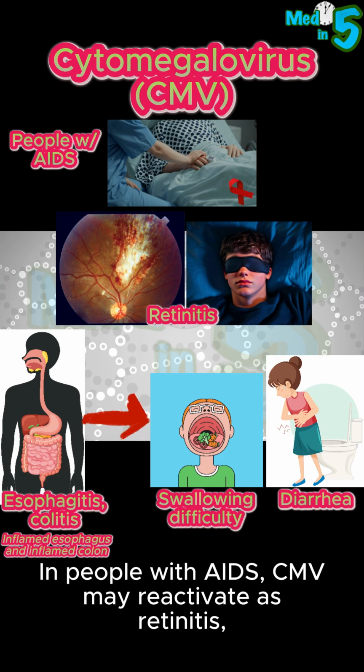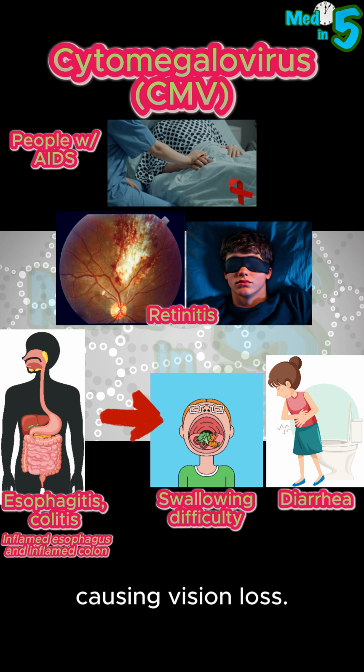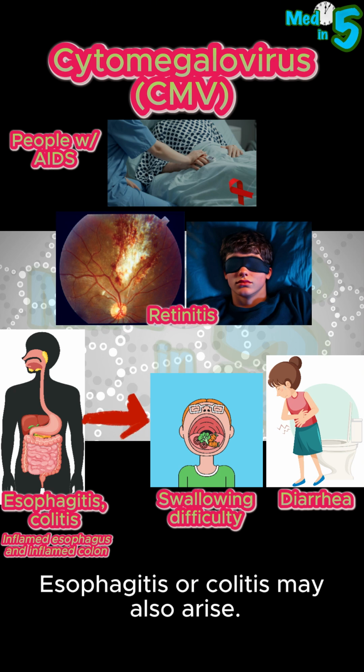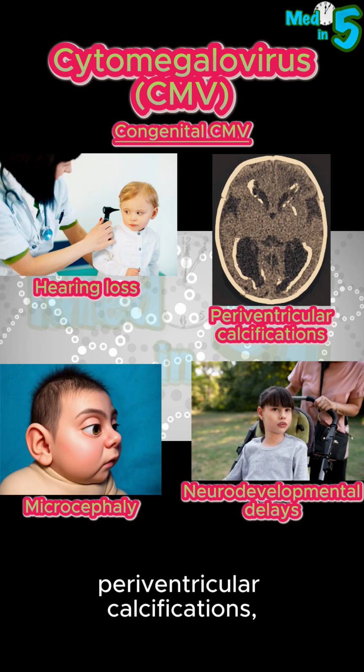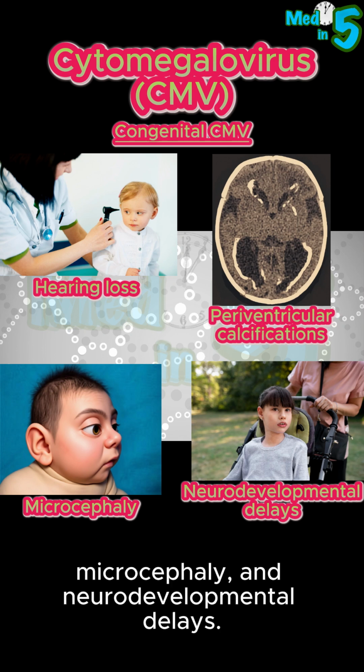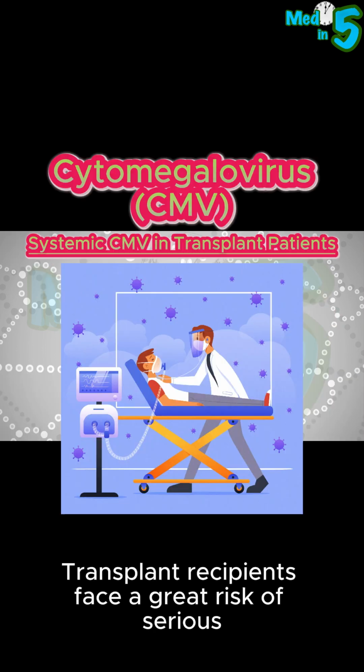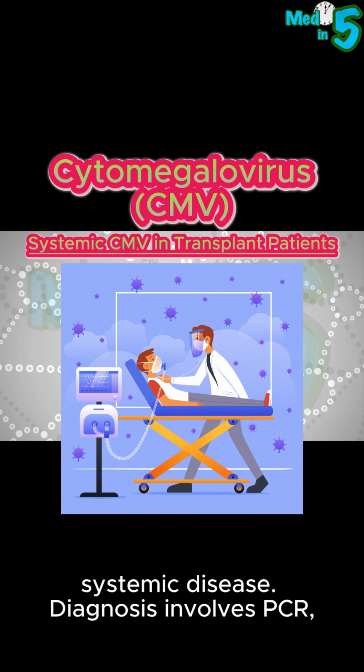In people with AIDS, CMV may reactivate as retinitis, causing vision loss. Esophagitis or colitis may also arise. Congenital CMV may present with sensorineural hearing loss, paraventricular calcifications, microcephaly, and neurodevelopmental delays. Transplant recipients face a great risk of serious systemic disease.